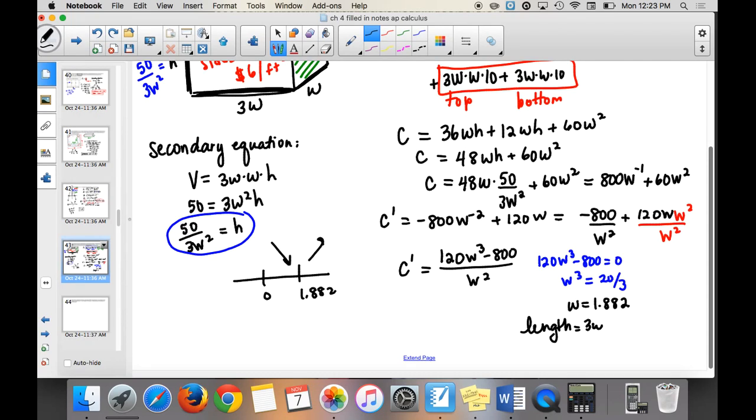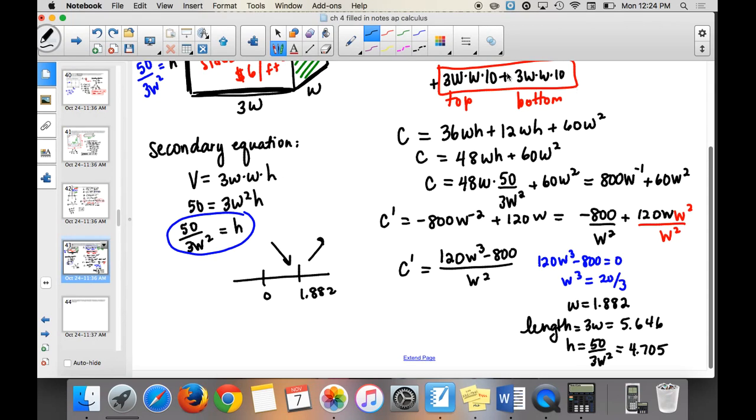which is 3W. So when I multiply by 3, I get 5.646. And then the height, which was 50 over 3W squared. And if you've stored it correctly, it's kind of cool because you'll see that when you plug it in, oops, maybe not. I thought it was going to be one of the same, 4.705. Is that what it was? No, I thought they were going to be the same. All right, so those are our answers then.